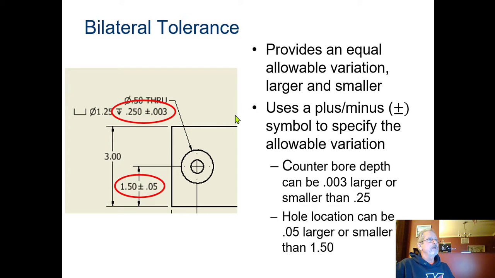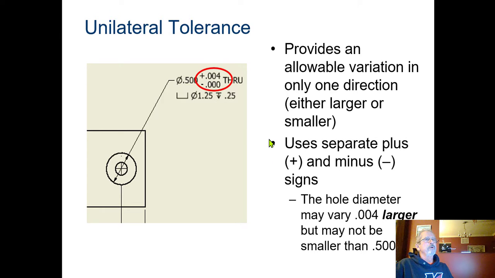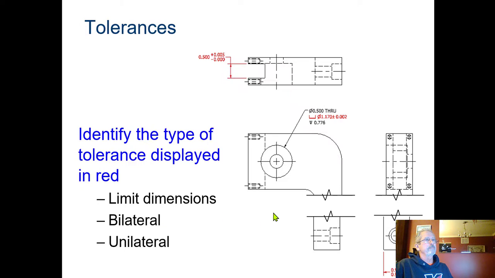So bilateral tolerance provides an equal allowable variation, larger or smaller, and it uses a plus or minus symbol. All right, so we use a plus and minus again, and the hole diameter can be, we have a total variation of 4 thousandths of an inch, but don't make it any smaller than that 1/2 inch.